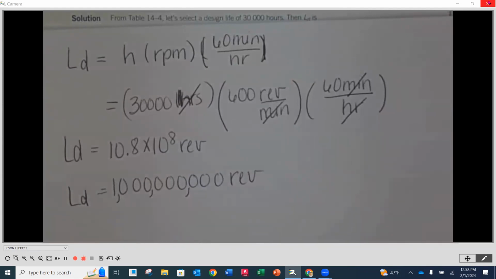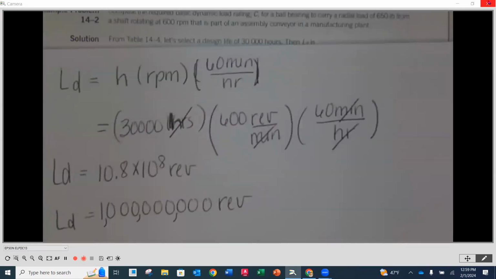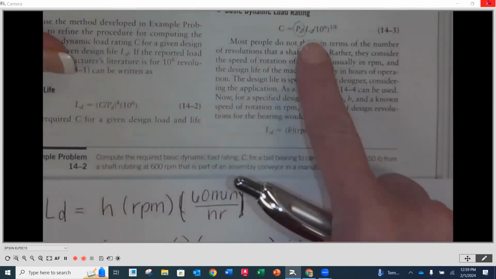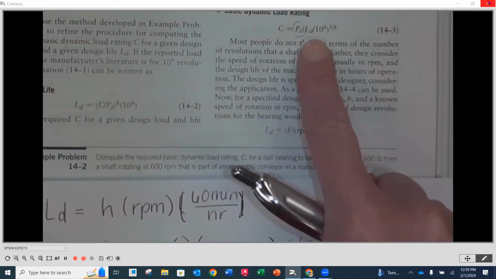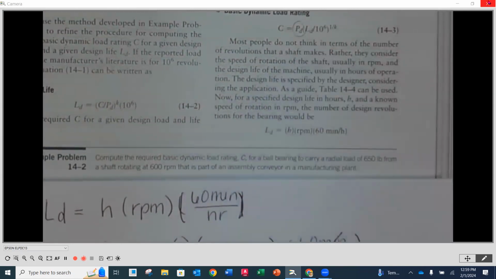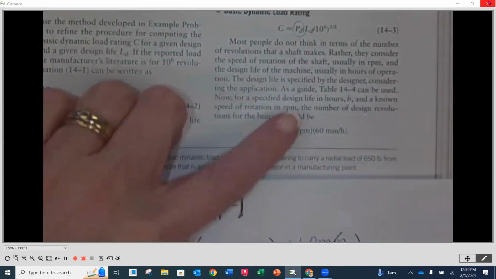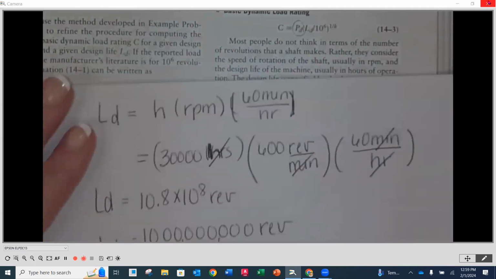Now that we know what our design life is, we can calculate the dynamic load rating. What is our dynamic load rating so that we can achieve that number? To do that, we're going to use the equation right here. We're going to show it in up-down format, like I like to call it. We're not going to do slashes like they're showing here. So let's write that equation.